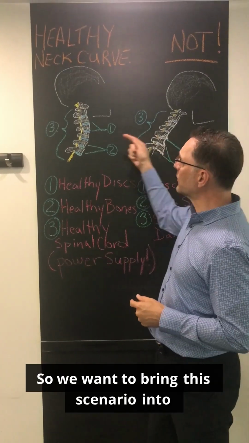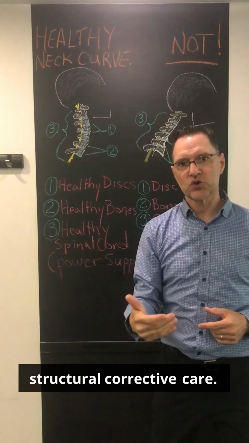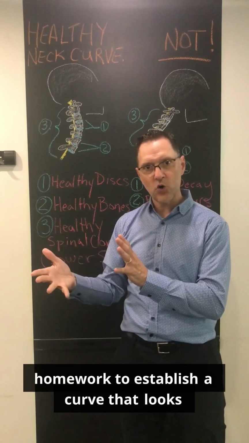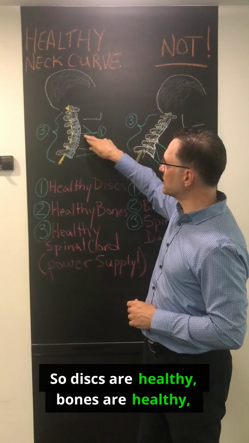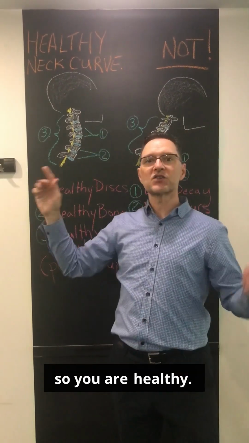So we want to bring this scenario into play, and that's what we do with our structural corrective care. We're doing chiropractic adjustments in such a way, and giving the appropriate homework, to establish a curve that looks like this. So discs are healthy, bones are healthy, nerve messages are healthy, so you are healthy.